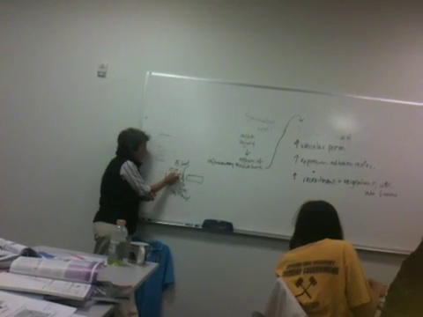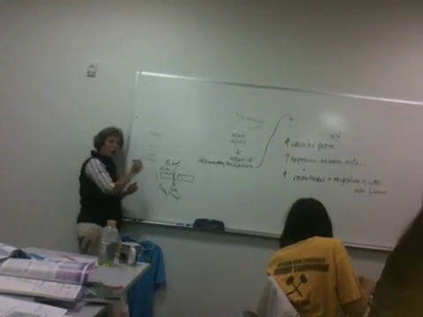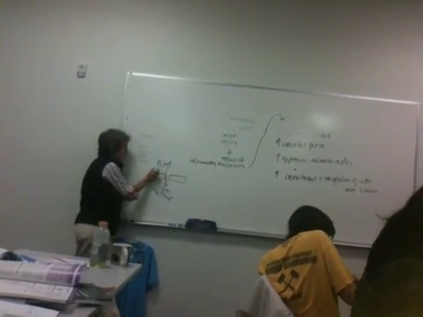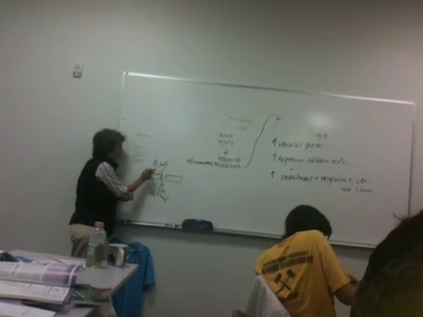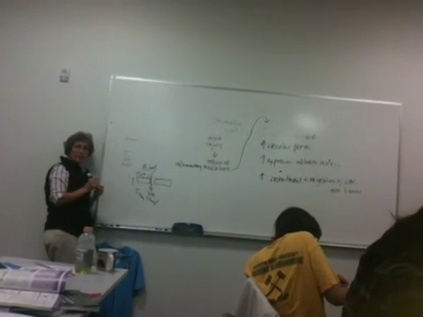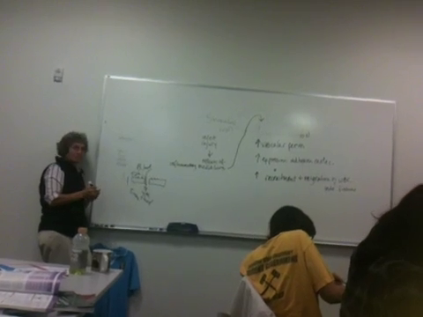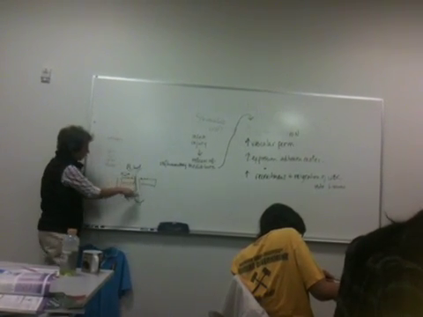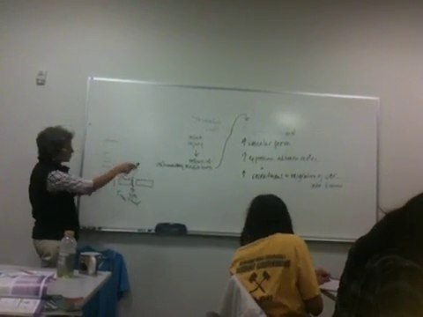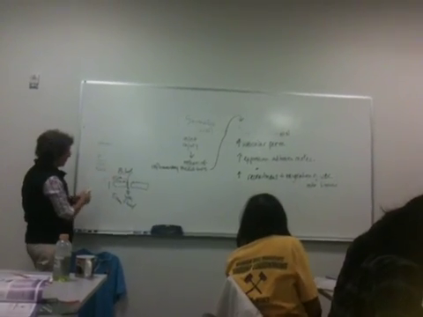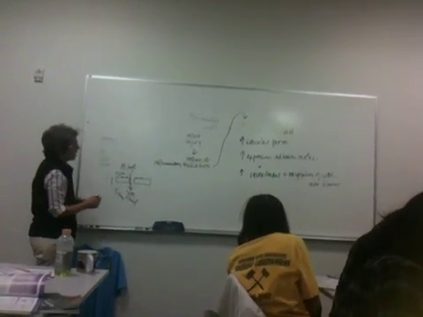Does the adhesion molecule bind to the endothelial cell receptor? The adhesion molecule is a transmembrane protein on the endothelial cell, and there's a receptor for it on the membrane of a white blood cell. Okay. And then the last one was recruitment and migration of white blood cells. I showed you how that goes.